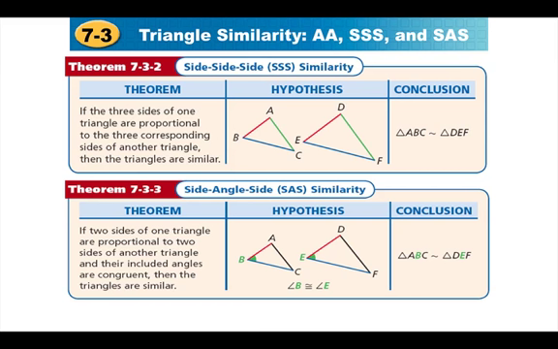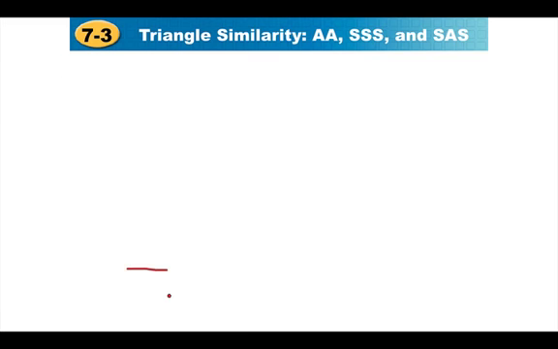7.3.3 is another shortcut: side, angle, side, or SAS similarity. I'll read it. If two sides of one triangle are proportional to two sides of another triangle and their included angles, here we go back with included angles, something that you have seen in a previous section, previous chapter, are congruent, then the triangles are similar. Let's go on to the next slide and apply these.